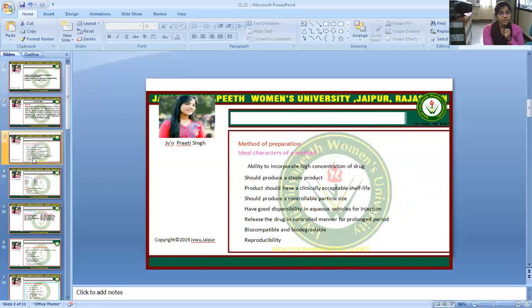So the method of preparation, ideal characters of a method: ability to incorporate a higher concentration of drug and should produce a stable product. The product should have a clinically acceptable shelf life and should produce controllable particle size, have good dispersibility in aqueous vehicle for injection. Release the drug in a controlled manner for a prolonged period, biocompatible and biodegradable, with reproducibility.